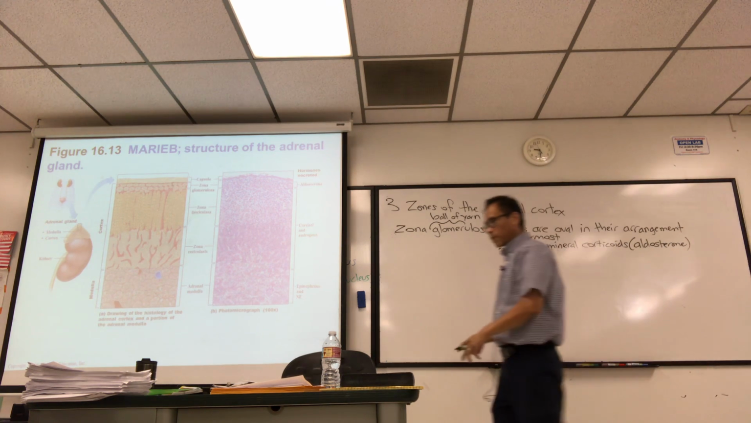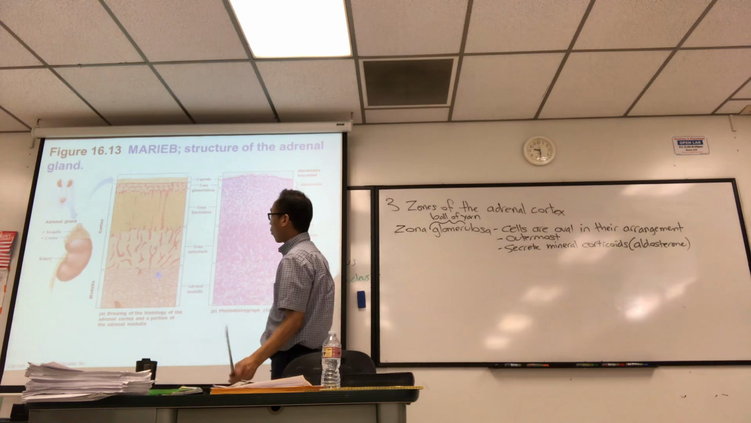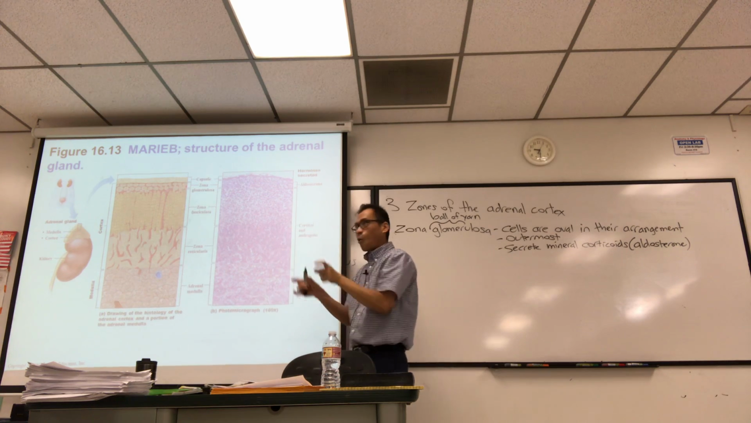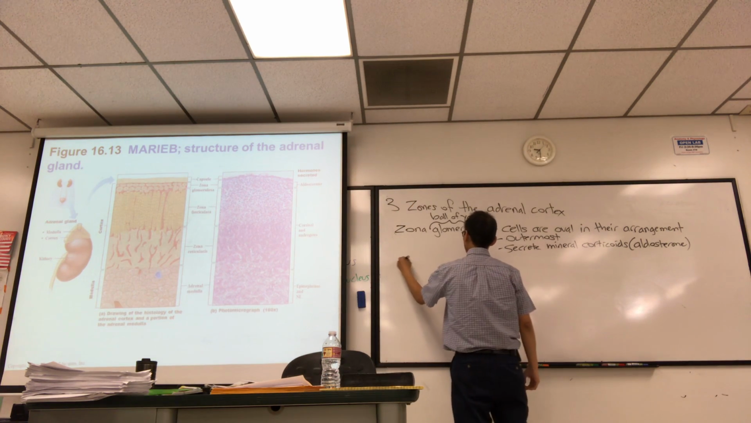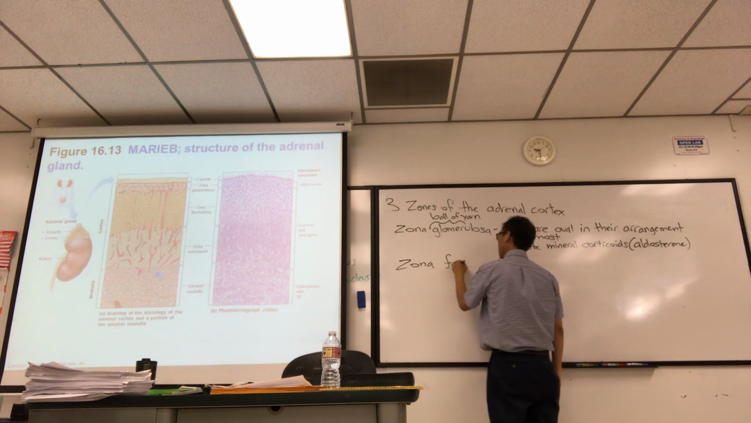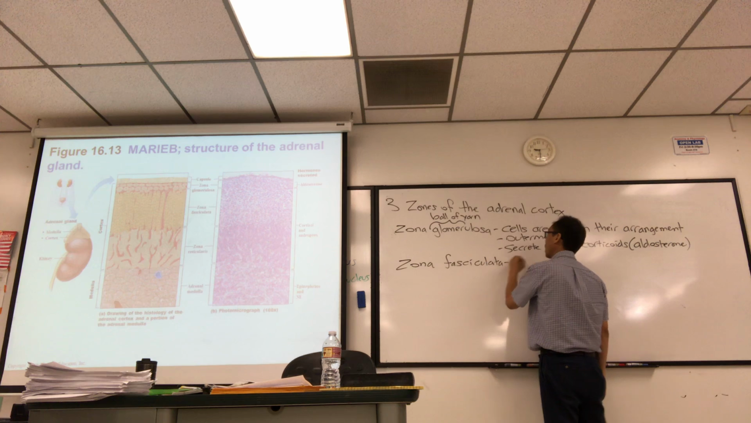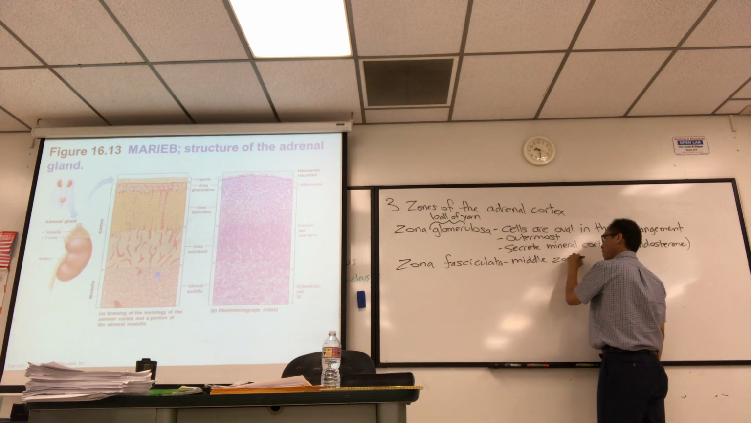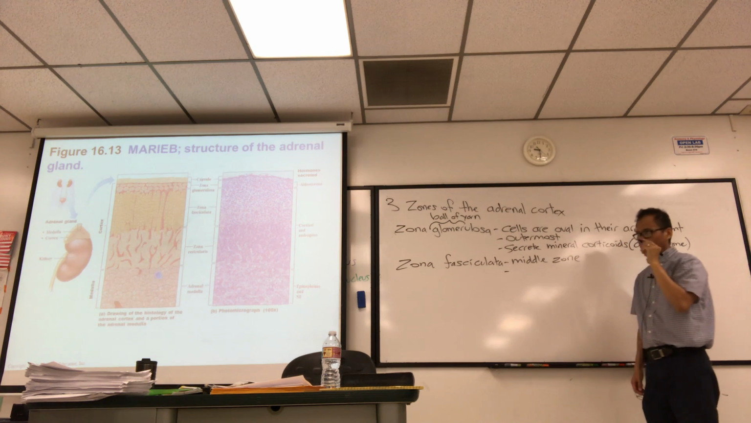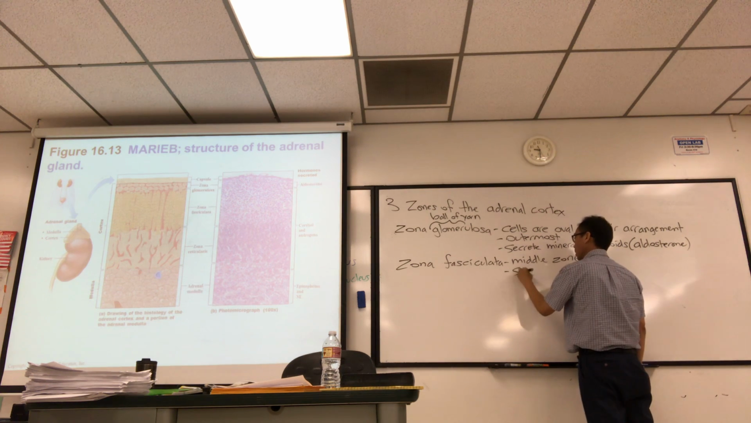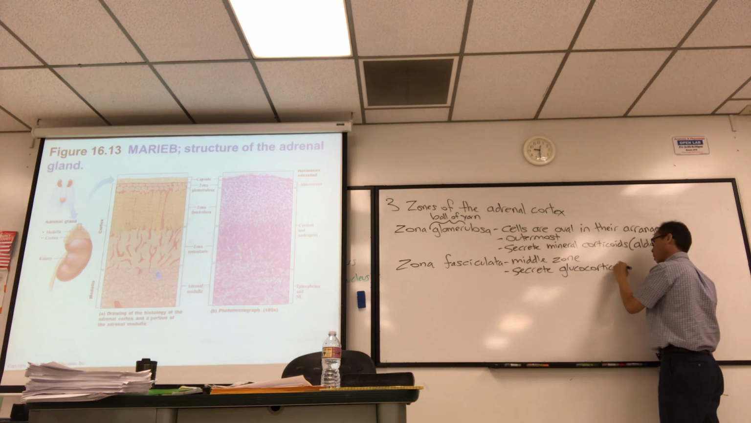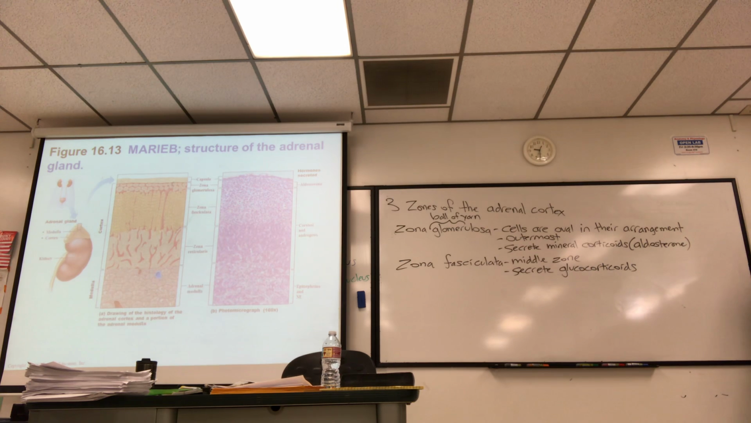All right, the next zone, where the cells are arranged in these vertical cords, is zona fasciculata. And that's what fasciculata means. It means cords. So it's the middle zone. And they secrete a class of hormones called glucocorticoids. And there's only one you've got to know: cortisol.